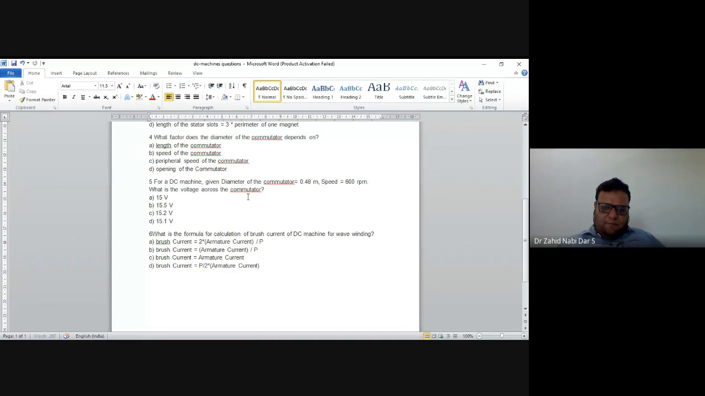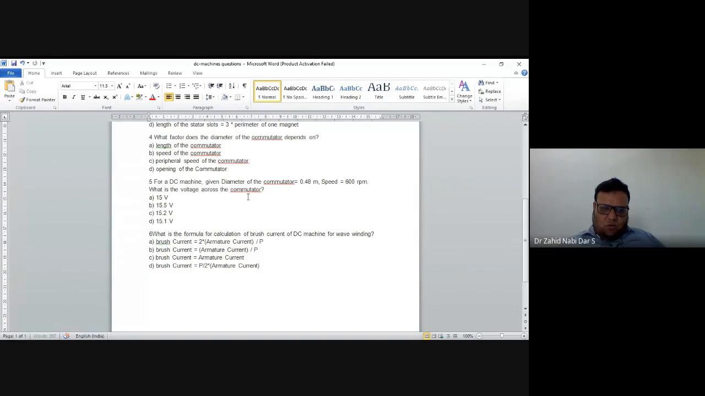Question number 5 and 6, you have an option, because I'm only considering 5 questions. You can give answer to all 6 questions and I will consider the right 5, or you can give answers to only 5 questions. It's your choice. So for a DC machine, given diameter of the commutator is equal to 0.48 meter, speed is 600 rpm. What is the voltage across the commutator? Okay, speed is given, diameter is given, now voltage is asked.